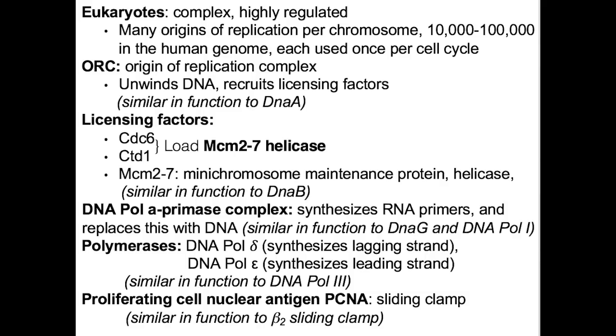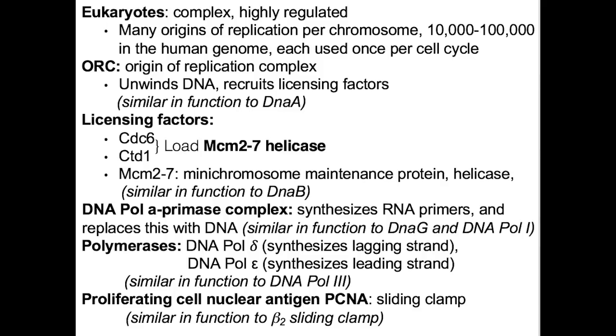During S phase, the DNA polymerase alpha primase complex synthesizes RNA primers on both the leading strand and Okazaki fragments. Now, this is similar in a way to DnaG, right? But the DNA Pol alpha primase complex also includes Pol I functions. So this polymerase can make these RNA primers, but it can also synthesize DNA as well. And so in a way, it's also similar to DNA Pol I in E. coli.